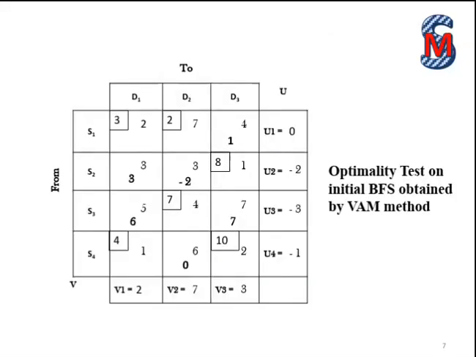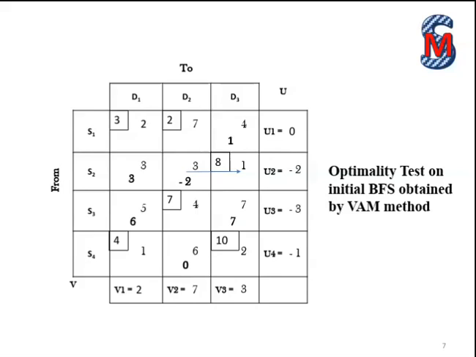So for our problem, the initial BFS, where we have calculated all ui's, vj's and dij's, we can see that we only have one cell with negative Dij, that is S2D2 cell with Dij minus 2. So we will start our loop from this point, and the next point should be an allotted cell. So starting from this point, we can move to S2D3 allotted cell.